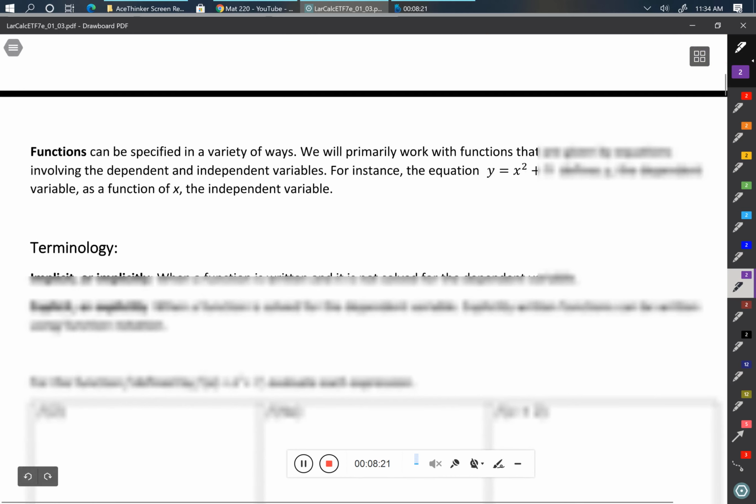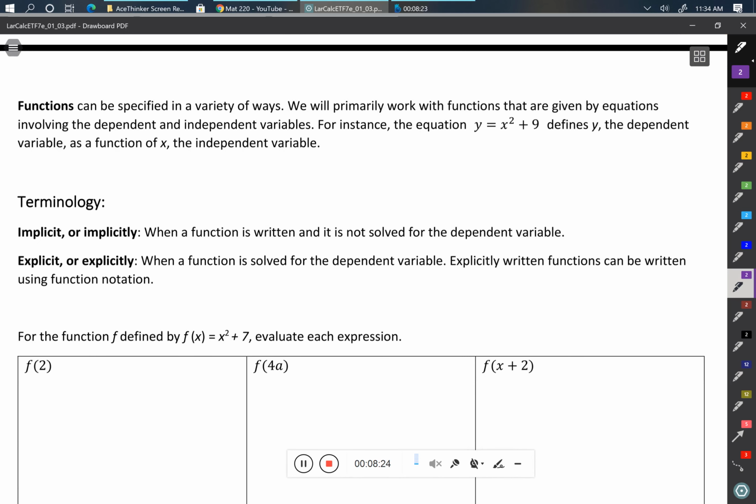Right. Now, functions can be specified, can be defined, can be given to you in a variety of ways. We usually work with functions that are given by equations involving independent and dependent variables. For example, here's an equation that has independent and dependent variables. And so we would say that x is the independent variable and y is the dependent variable. Right? And that y is defined in terms of the independent variable x.